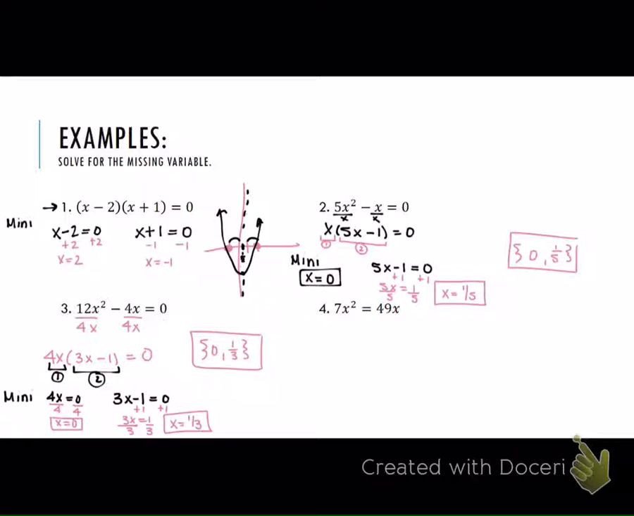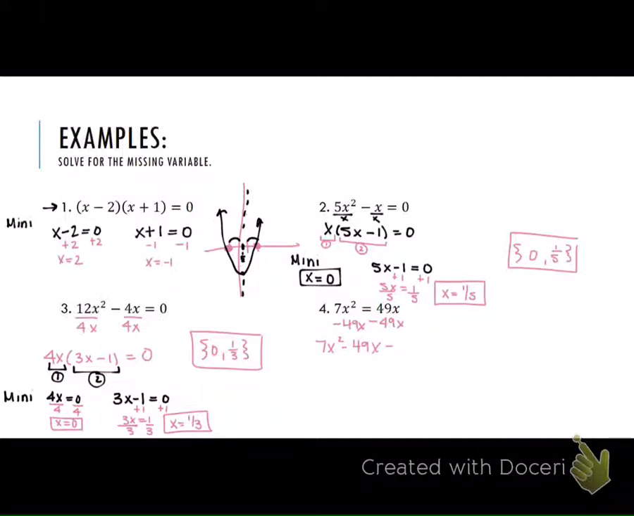So what is the first thing I need to do to get this set equal to 0? Go ahead, Lexi. Subtract 49x. It's adding. It's positive. Are those like terms? Are these two like terms? No. So I have 7x squared minus 49x equals 0.